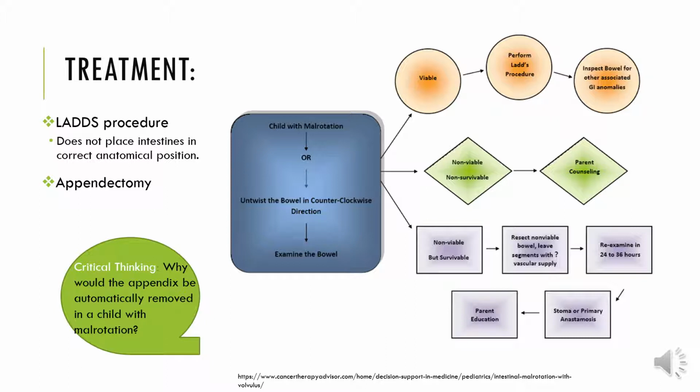Treatment for intestinal malrotation and volvulus includes the Ladd's procedure. A Ladd's procedure does not place the intestine in the correct anatomical position. The goal of the Ladd's procedure is to untwist a volvulus and place the small and large intestine in a position that makes them less likely to twist in the future. An appendectomy is always conducted during the Ladd's procedure. Why do you think that would be?